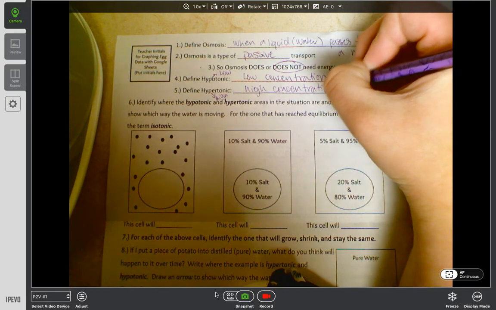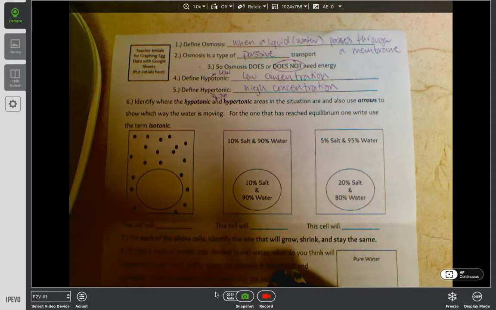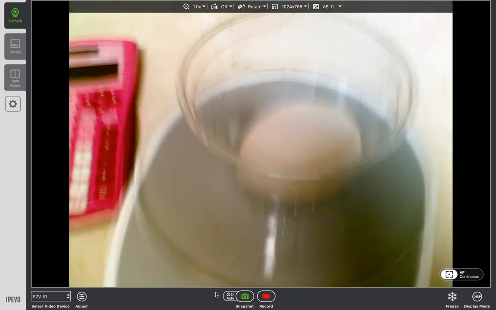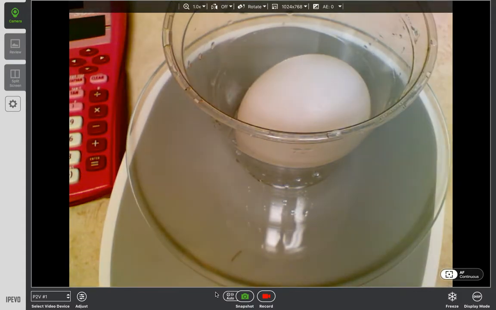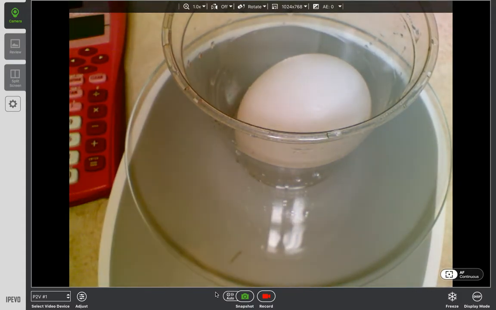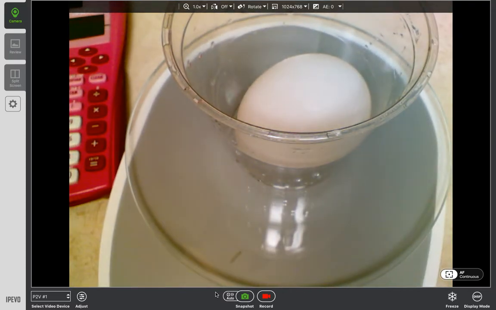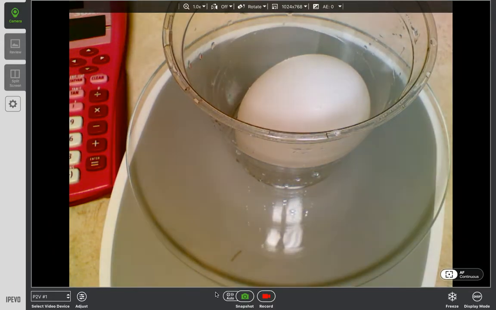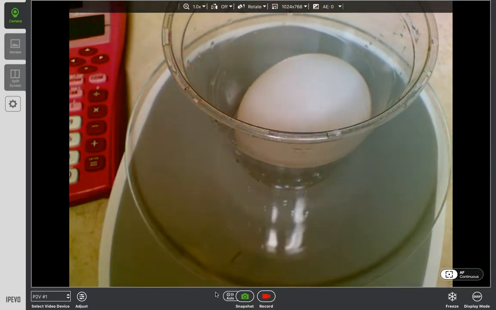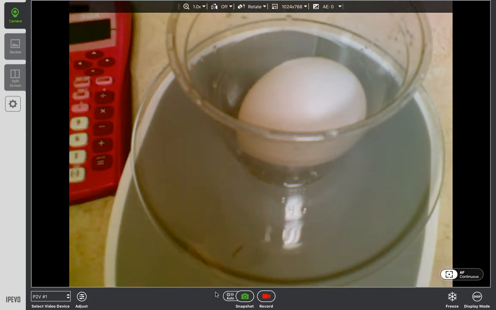Wherever there is that higher concentration of something, that is where the water wants to go, because it wants to dilute it out, basically. So that's what happened with our egg. The egg is our hypertonic, the vinegar is our hypotonic, comparatively, at least to each other. So from the vinegar into the egg, it passed in because the egg is hypertonic compared to that vinegar.